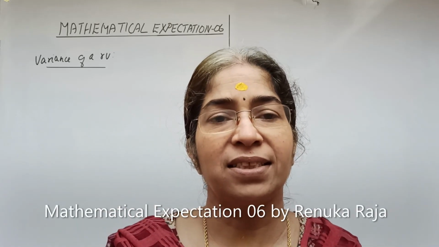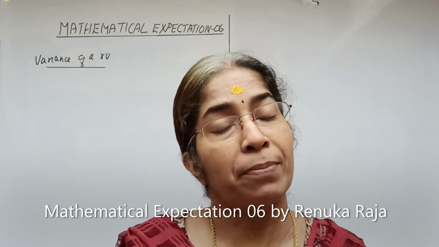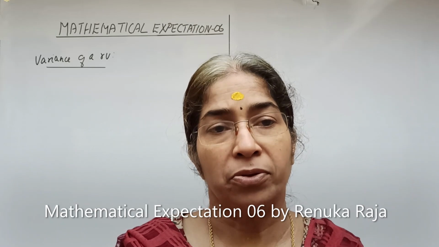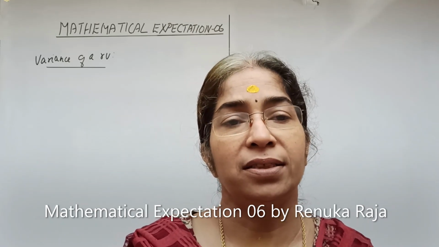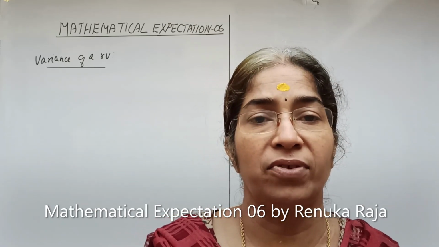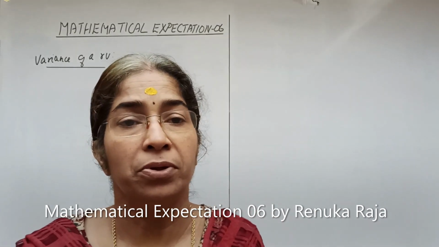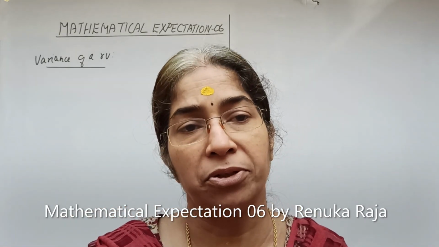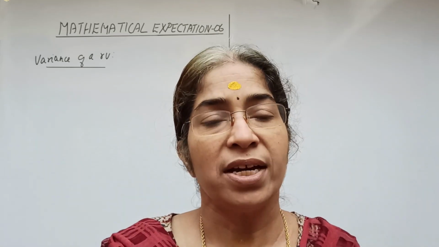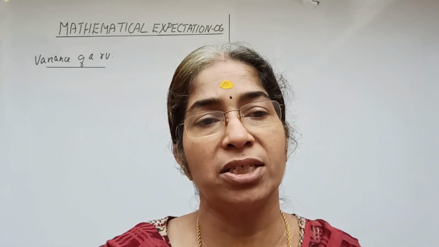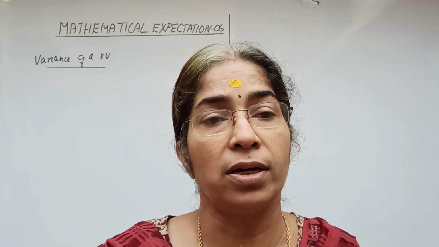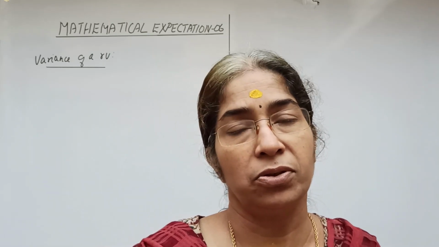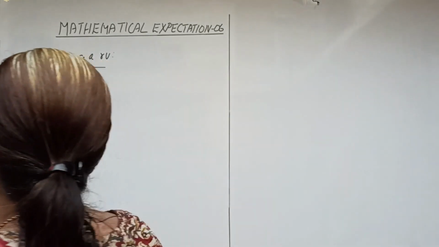We are discussing the topic mathematical expectation. Now we define the variance of a random variable X. We know the second central moment, which is mu2 equal to expectation of (X minus mu1 dash) whole square, is called the variance of X. So let us define variance.